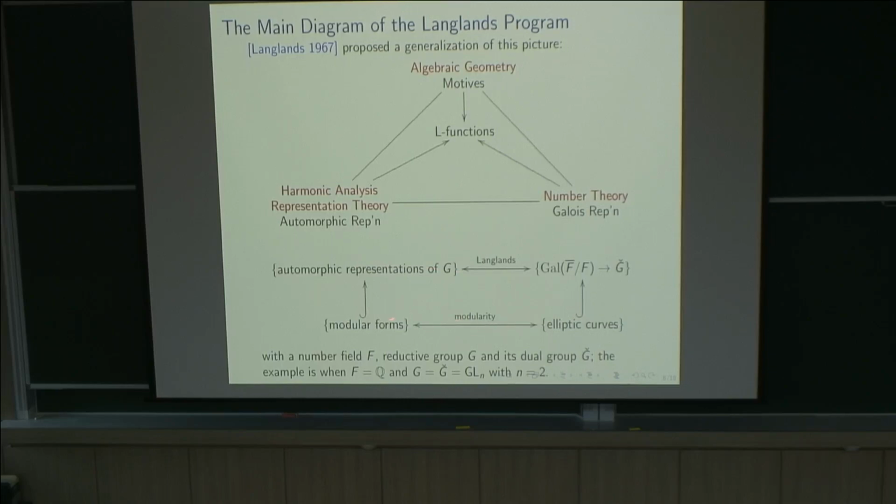And the case we discussed is when F is Q, and G and G hat are both GL_n with n equal to 2. So what I'm saying is that this modularity theorem is basically a special case of a special case of a special case of a special case of a special case of the Langlands program. It's not even an exaggeration. I do mean every single phrase of this special case. But it's that strong to prove the most famous problem. So it's a vast program.